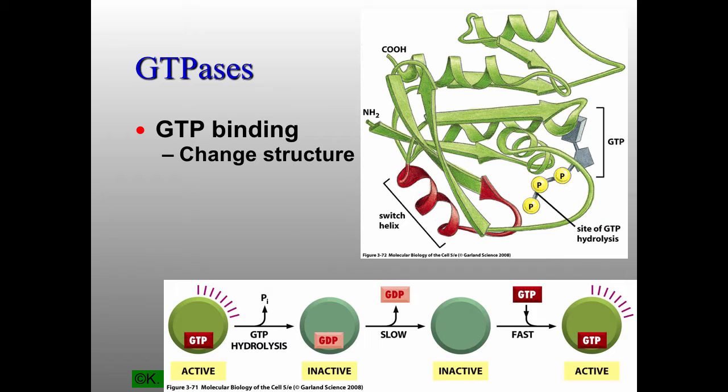However, the removal of the GDP and replacement by the GTP is the process that really needs a helper protein. It's not an enzyme because it's not actually stimulating a chemical reaction. But that's your GEF, your guanine nucleotide exchange factor, that helps out with that.